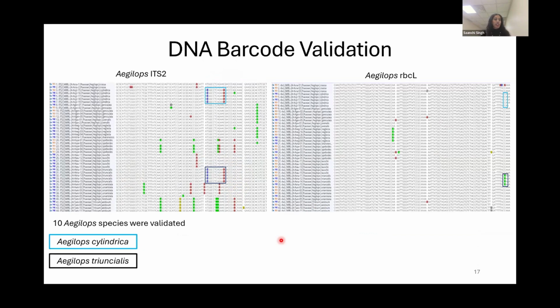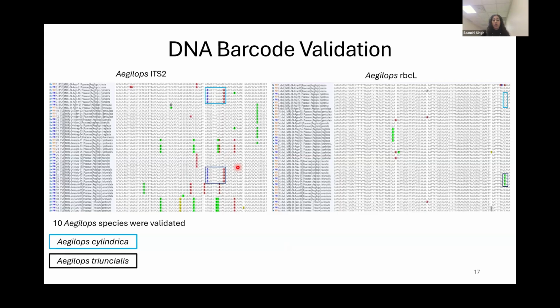So we barcoded the ITS2 and RBCL regions. In the ITS2 region, we saw that jointed goatgrass, which is up here in this blue box, had the exact same variants as one of its close relatives, Aegilops triaristata, which is down here in this black box. And so we weren't able to uniquely distinguish jointed goatgrass.